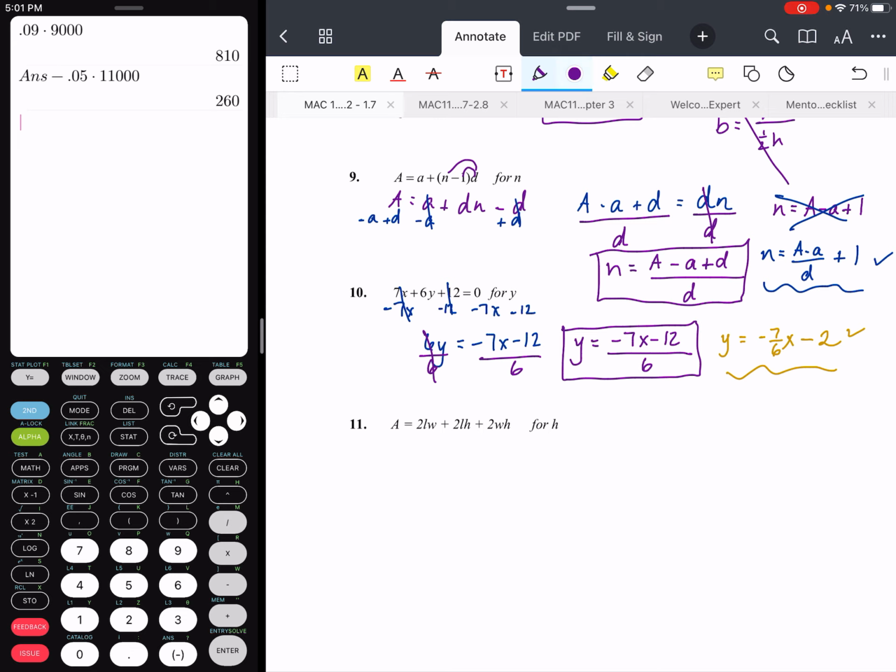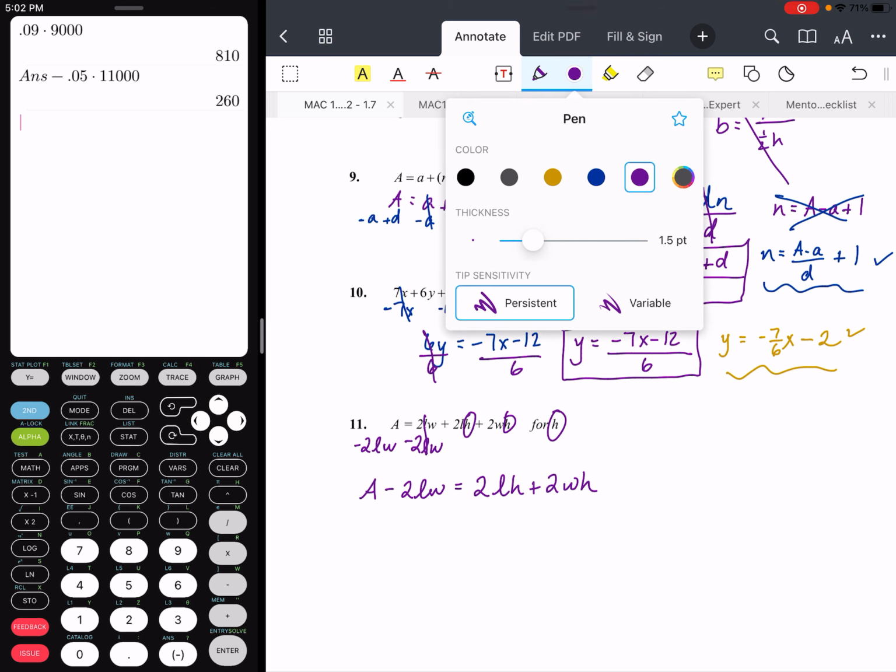All right, and in our last example, capital A equals 2 times length times width plus 2 times length times height plus 2 times width times height. I want to solve this for h. We want to solve this for our height. The tricky part about this one is notice that h appears in 2 different terms. So this is going to complicate things just a little bit. But first, at least we can go ahead and subtract 2lw from both sides. So this gives me A minus 2lw equals 2lh plus 2wh.